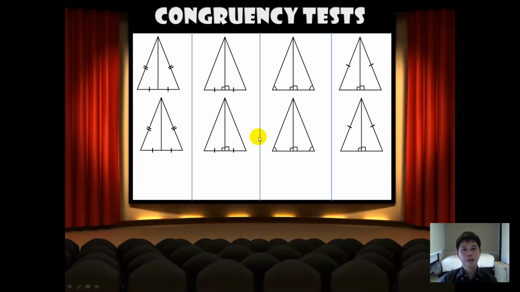Now, for a final test of your understanding, which congruency test can we use for each of these pairs of triangles here? Yes, for this we shall use SSS. And for this pair we shall use SAS because these are the included angles. For this, we have two angles and one side here that we can prove are the same, so we shall use ASA. Finally, we have a right angle here, hypotenuse, and a corresponding side that are equal, we shall use RHS.